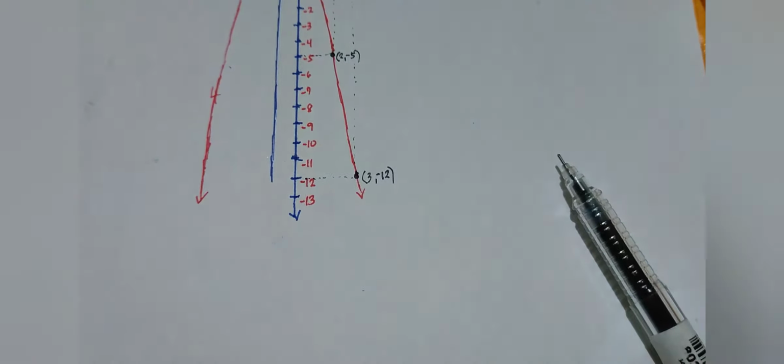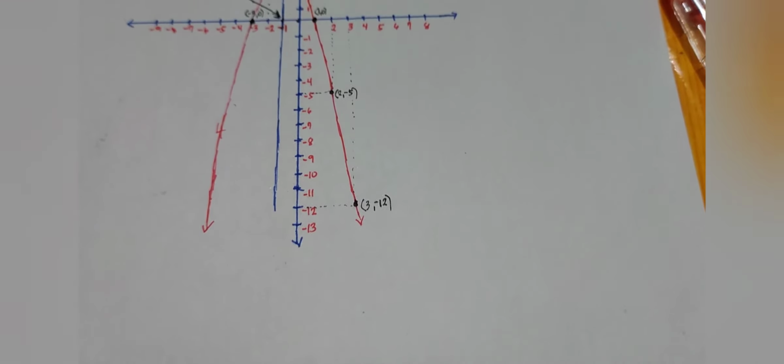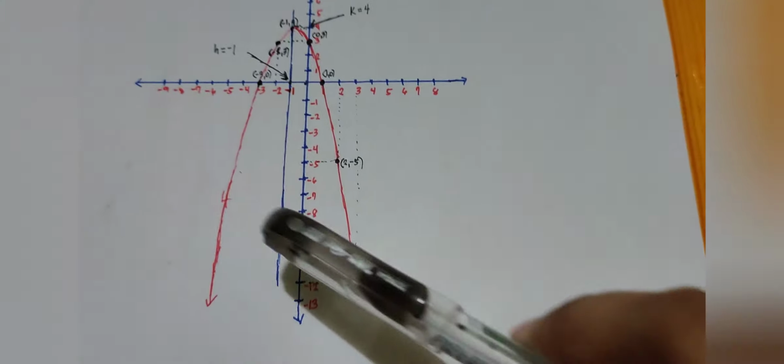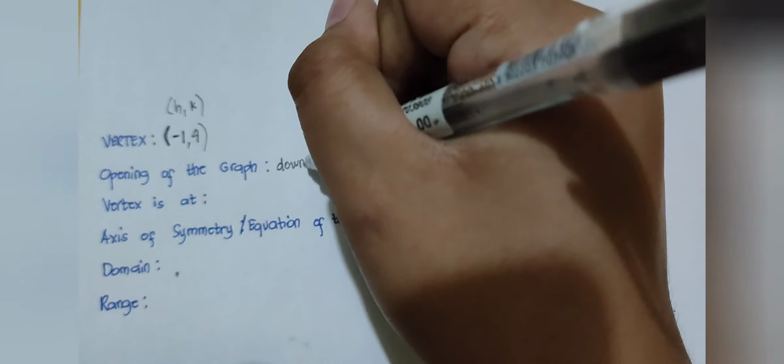Next is opening of the graph. Okay, di ba yung value ng a natin based sa given quadratic function is negative, di ba? So ibig sabihin yung graph niya is opens downward. So then makikita nyo rin naman sa graph na, di ba? Yung graph is open downward. So, opening of the graph is downward. So, lagay ko dito, downward.